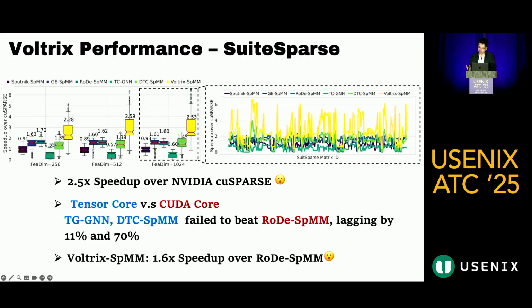Well, most of the existing Tensor Core-based methods cannot beat the CUDA core-based implementation, but Voltrix SpMM makes it possible, achieving 1.6 times speedup over Sputnik and becoming the first Tensor Core-based SpMM implementation to consistently outperform the best CUDA core-based method. And this result really showcases that our design unlocks the full potential of Tensor Core on real and diverse sparse workloads.